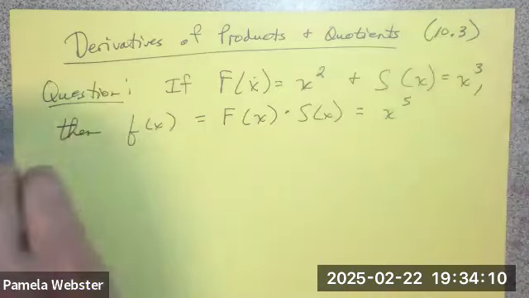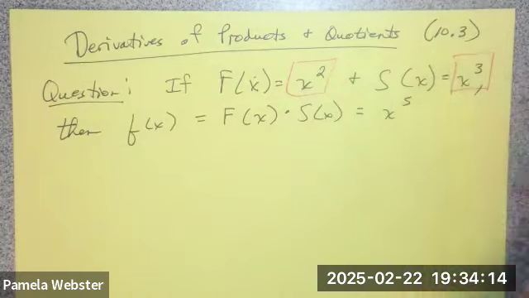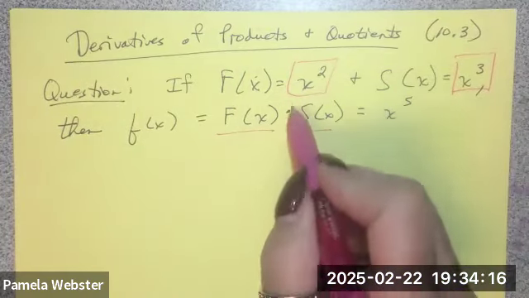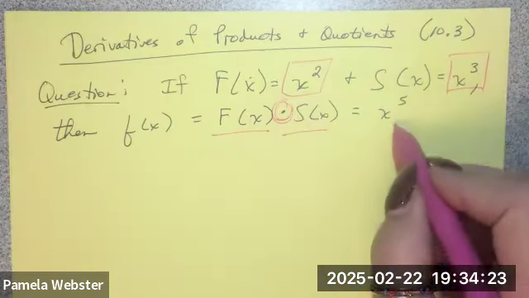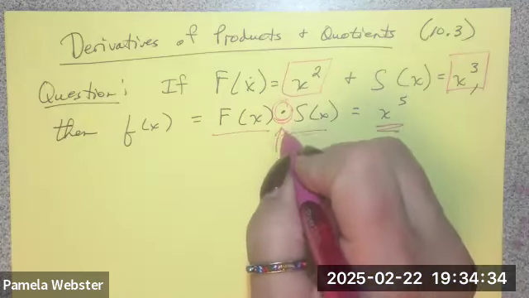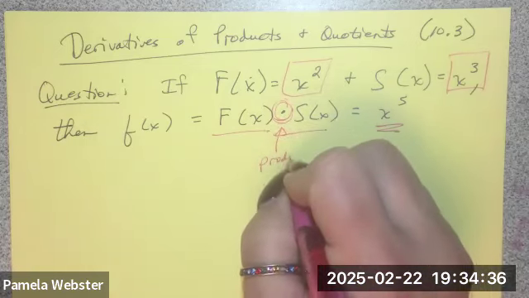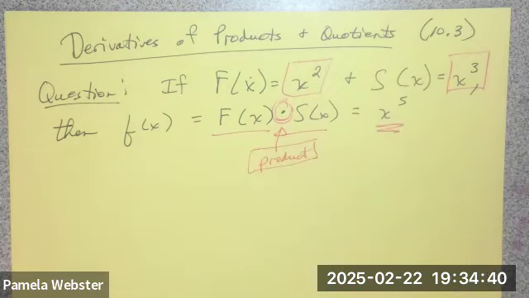What we're saying here is if you had an x squared and you had an x cubed, and those are your two functions, and you're going to multiply them together, right? That's what that little dot means. Then x squared times x cubed is x to the fifth. We know that, right? Okay, think about your exponent rules. x squared times x to the third is x to the fifth. Now this little multiplication thing in here means multiply, and we call it a product.